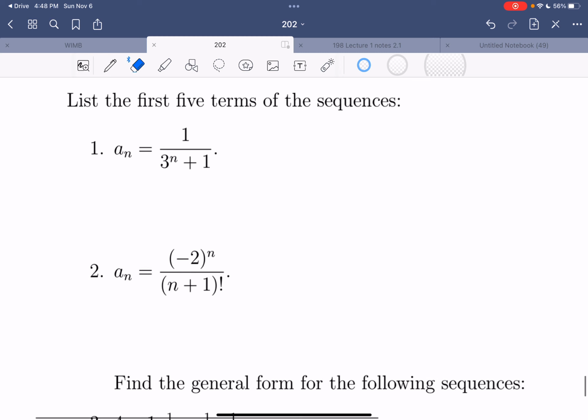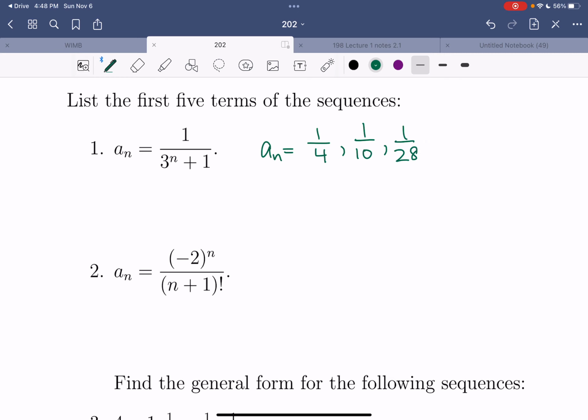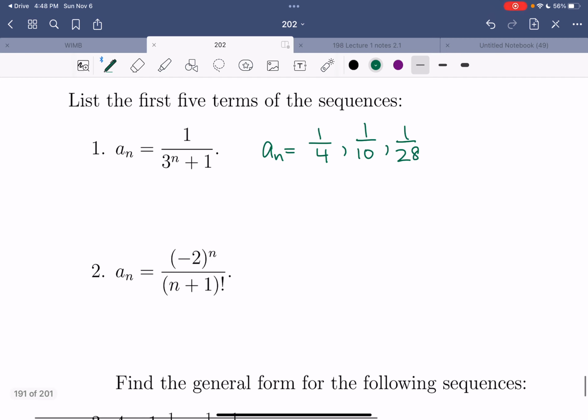So first of all, we want to list the first 5 terms of the sequence for number 1. And so my sequence is going to be, when you plug in 1, that's 1 over 3 plus 1, which is 1/4. Plug in 2, 1 over 9 plus 1, that's 1/10. Let's see, 1 over 28. Right? And if I think about it, it might be helpful to say, okay, if I start at 1, that's 3, 9, 27, 81, and 243. So my denominators are going to be 1 more than that. So 4, 10, 28, 1 over 81, and 1 over 243. So on and so forth.